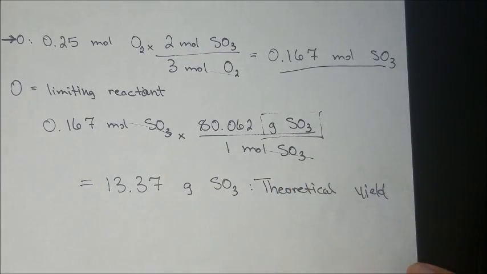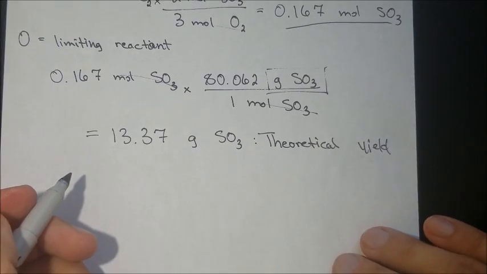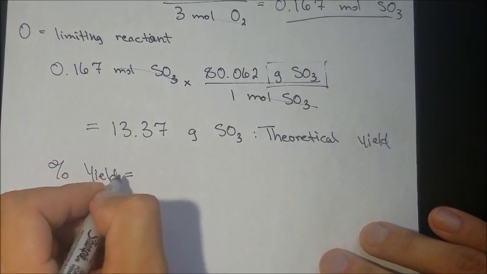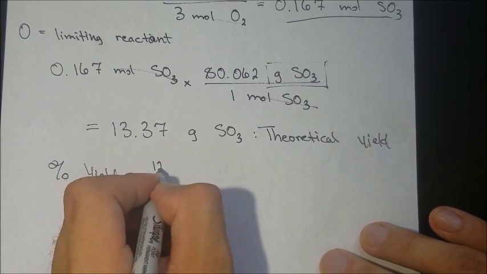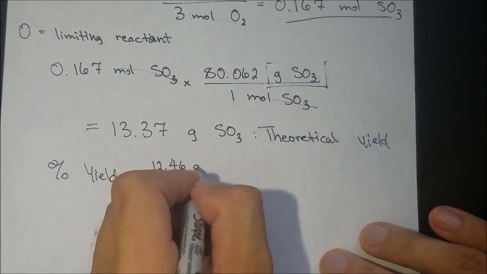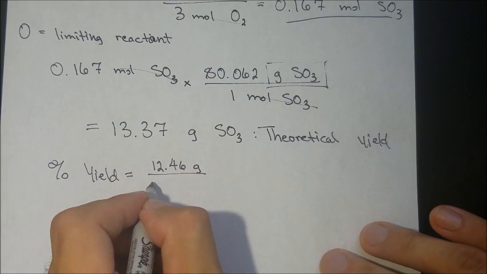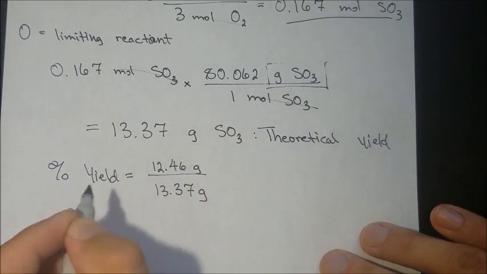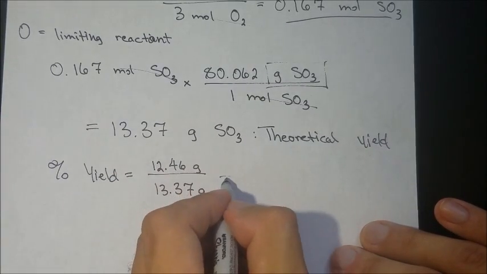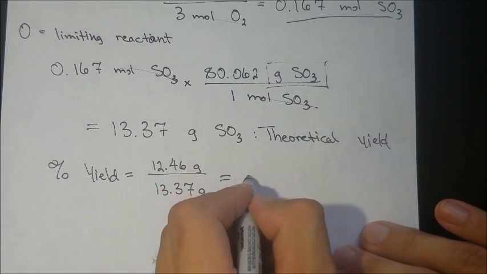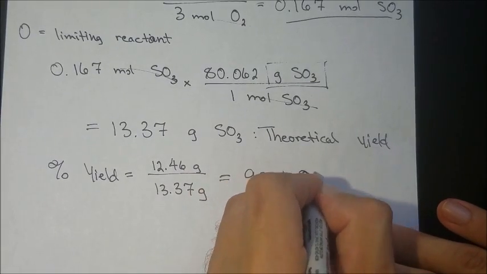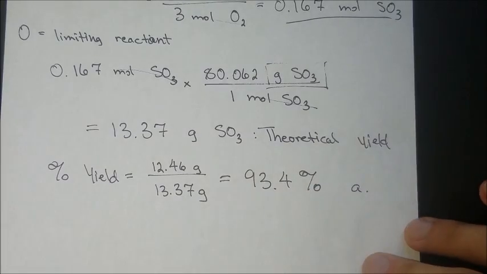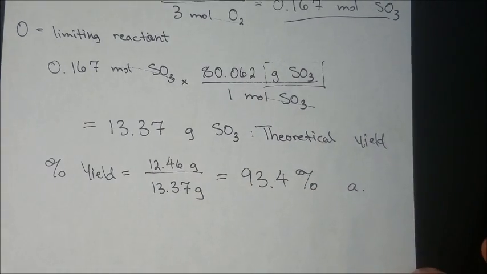That's our theoretical yield. So going back to the equation for percent yield, this is going to be our actual yield, how much we got when we did the experiment, divided by the mass of the theoretical yield. And that's 13.37 grams. So we just do this, and we get 93.4%. And that is A. So the right answer for number 5 is A. And there we go. That was worksheet number 6.